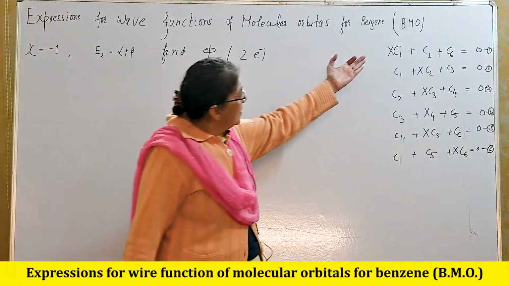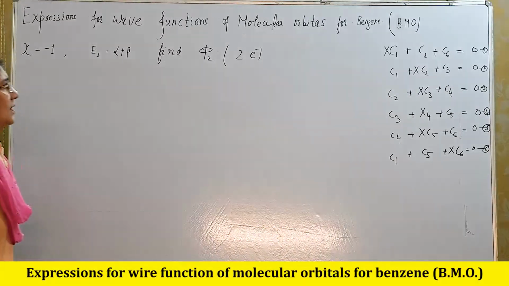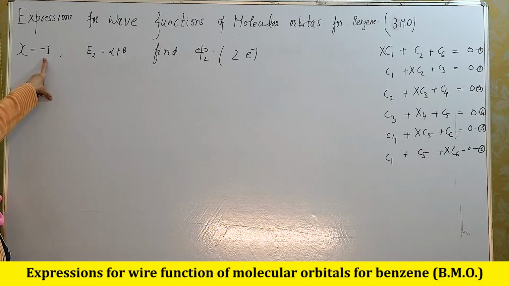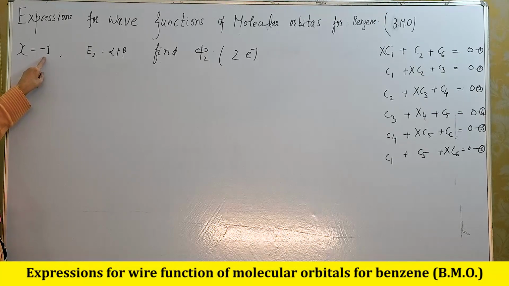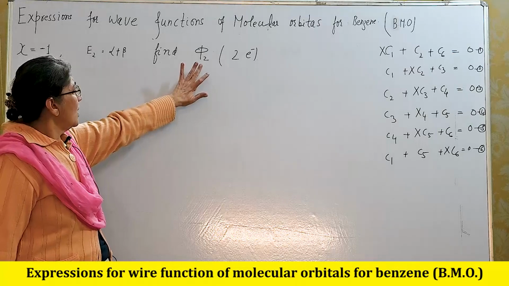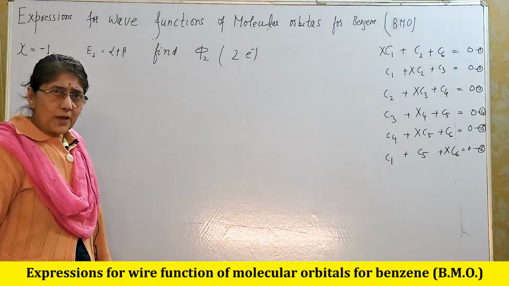So yesterday we got these secular equations, and now we keep the value of x equal to minus 1. Earlier I told you that we get two roots where the value is minus 1. So 2 times we get x equal to minus 1. This is the case of degeneracy, and we get two energy levels, phi 2 and phi 3, and these are bonding molecular orbitals, and both contain two electrons. So first we calculate for molecular orbital phi 2.